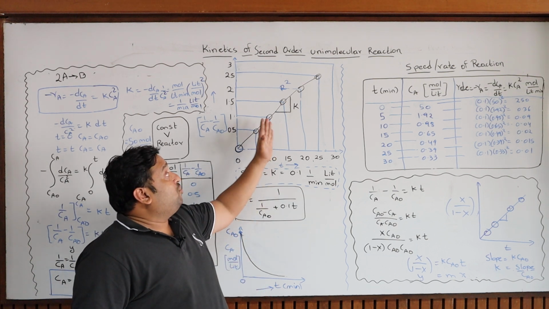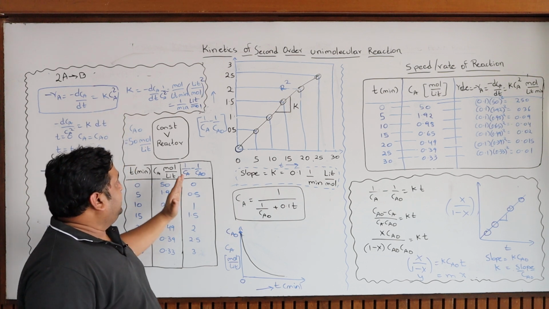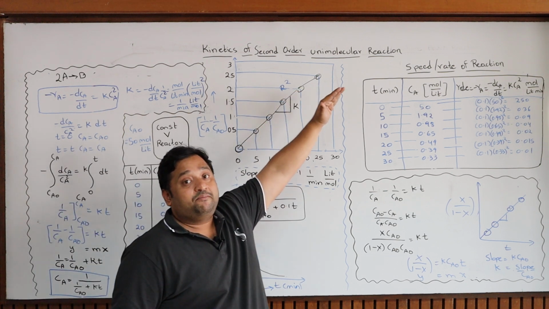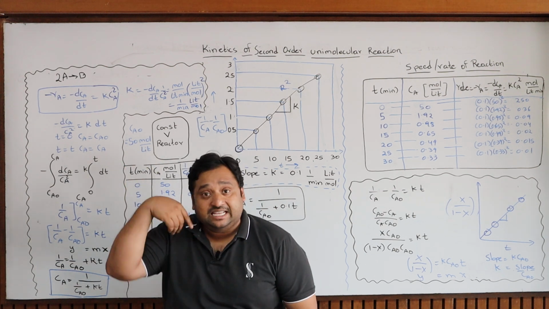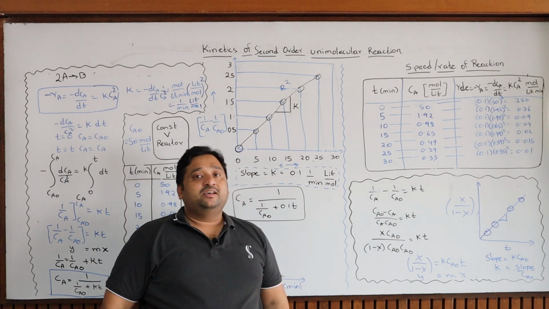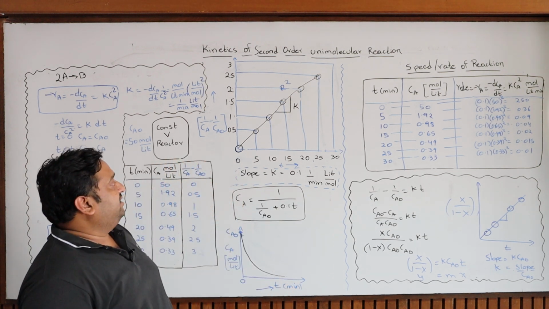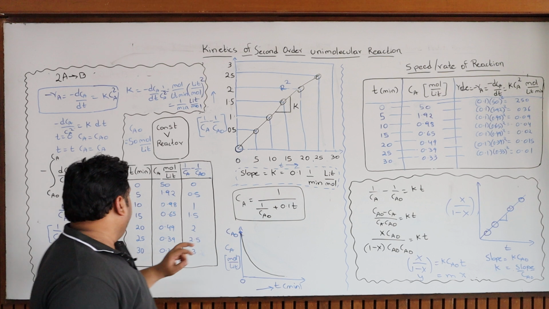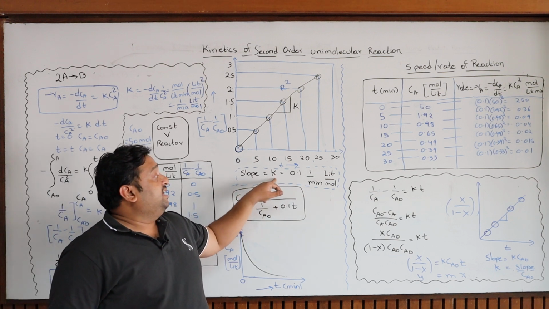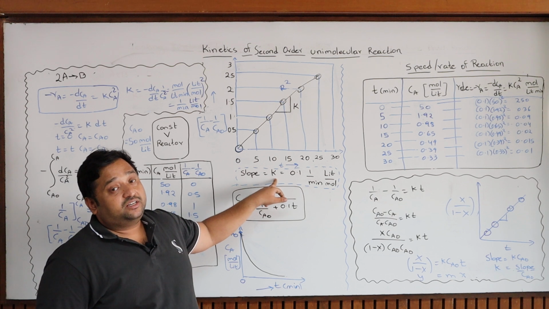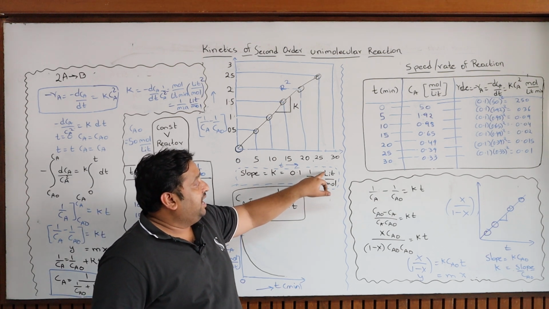That means whatever model I have assumed, second order unimolecular reaction, and the experiments, both are following the same trend. That means the reaction happening in this batch reactor is nothing but a second order unimolecular reaction, and the slope of this line is nothing but K. K is the rate constant of this second order unimolecular reaction. This is 0.1, in units of 1 by minute and liter per mole.